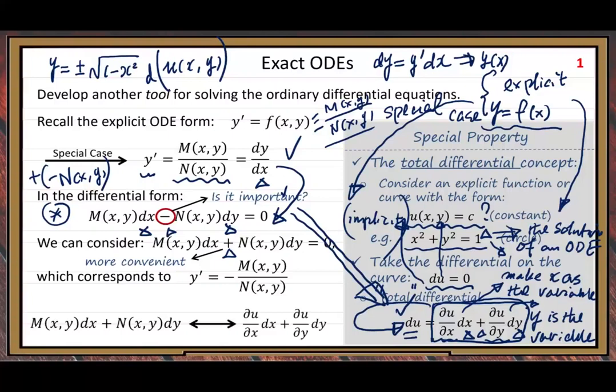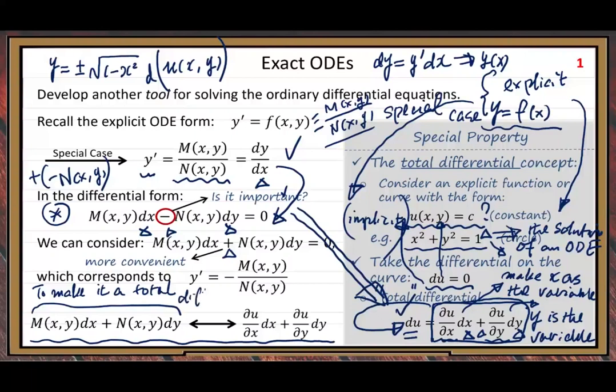In that comparison, this last formula we want to understand in this way: in order to make the left-hand side expression a total differential, our goal is to make it a total differential, and we need to find some u.